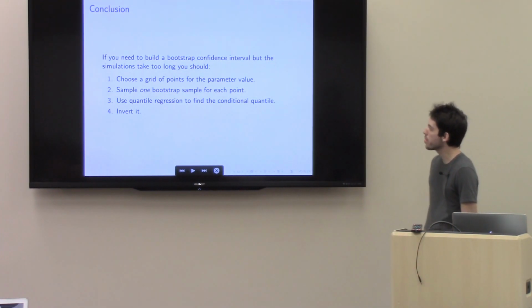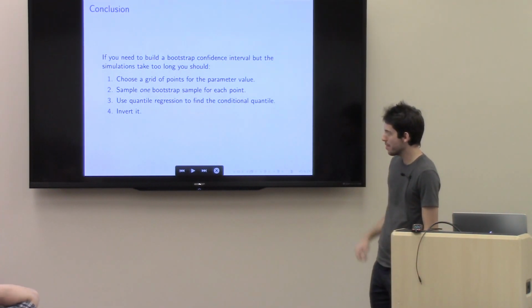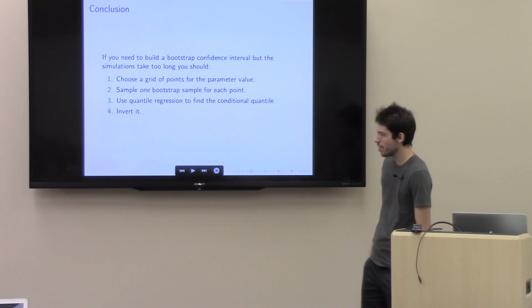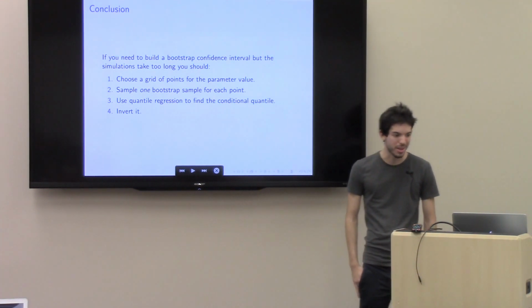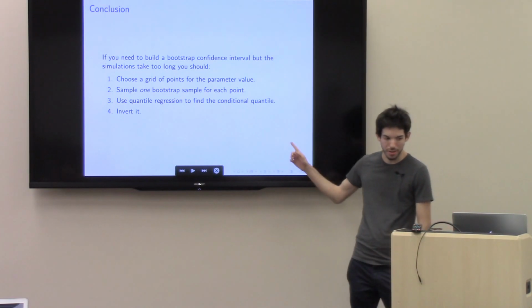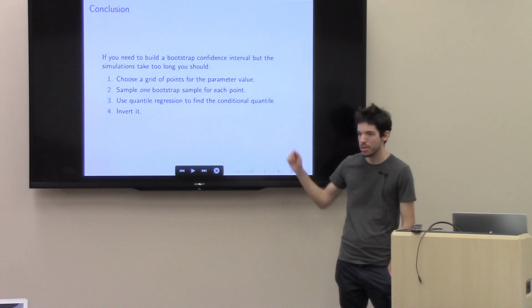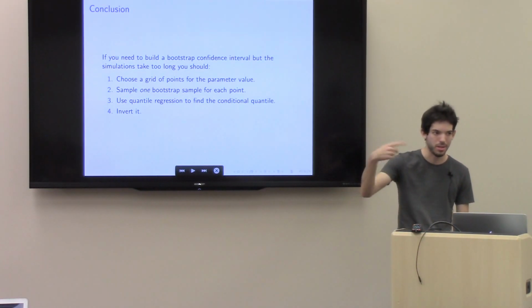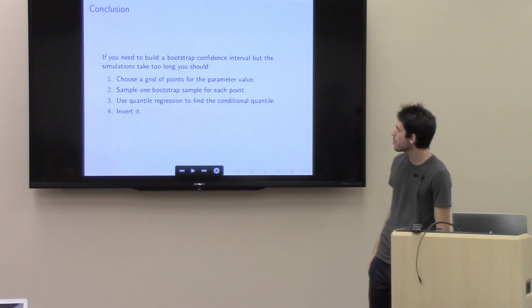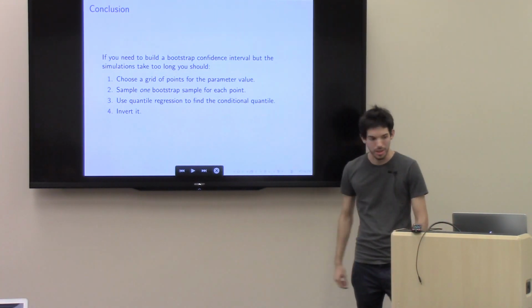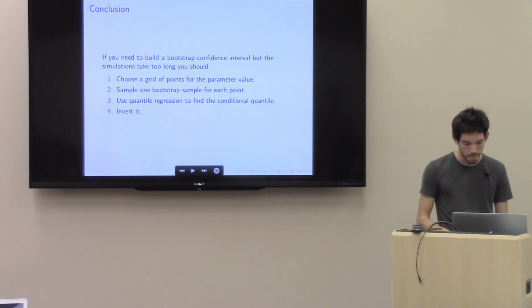So to conclude, if you need to build a bootstrap confidence interval but you can't because it takes too long, you can just choose a grid of points for the parameter value and sample 1 bootstrap sample at each point. So simulate 1 data set for each one of them. Use quantile regression to find the conditional quantile and then invert it. So that's it for quantile regression.